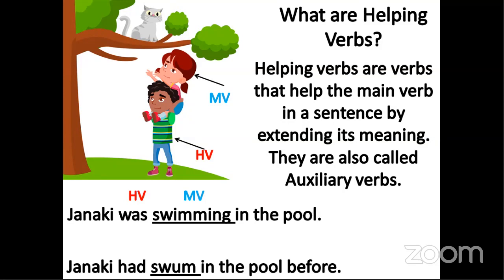Now look at this next example: Janaki had swum in the pool before. Again here, swum is the main verb and it is in the third form, and had is the helping verb. And I know if I have a combination of had and the third form of a verb, then it must be past perfect. So the action was completed. This is how the helping verb is helping me to understand the meaning of the entire sentence.